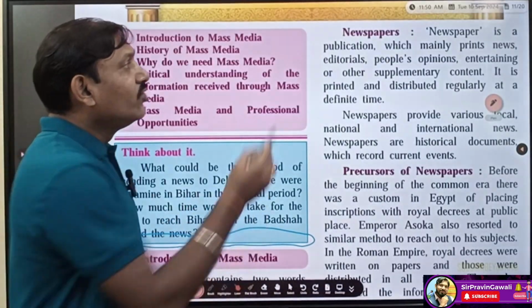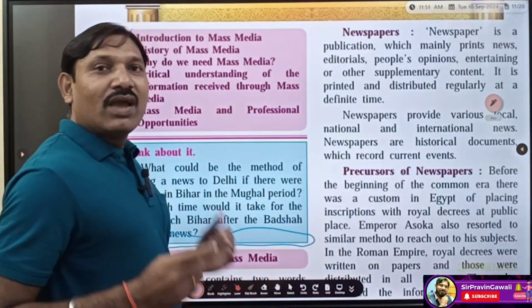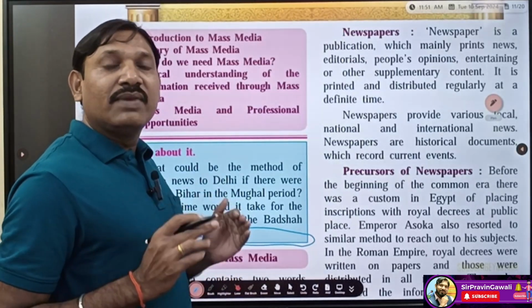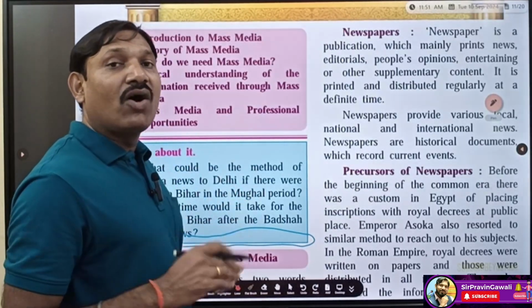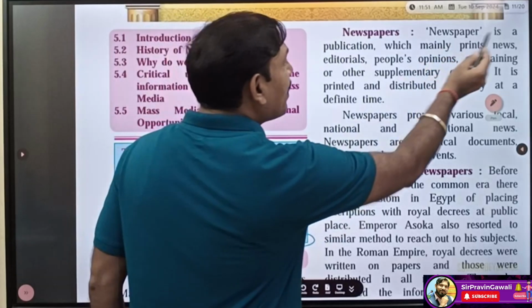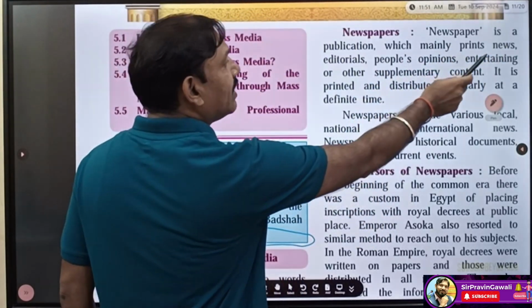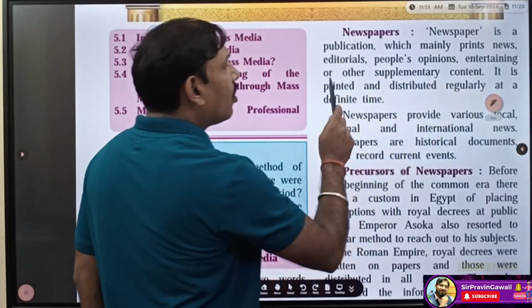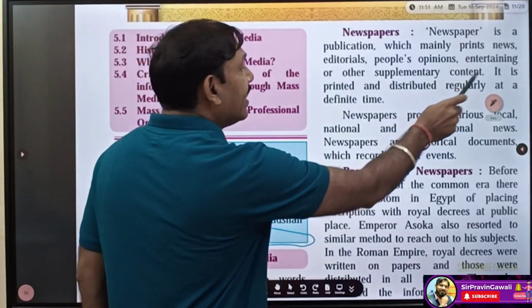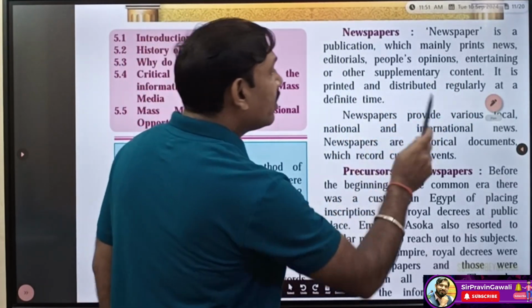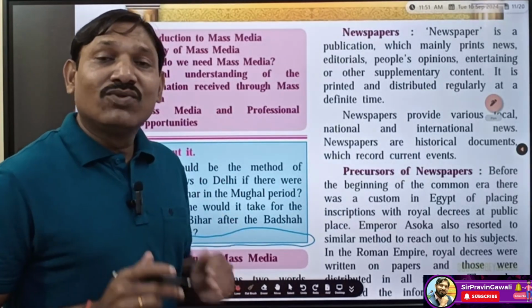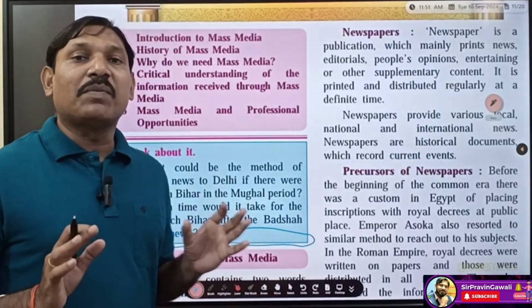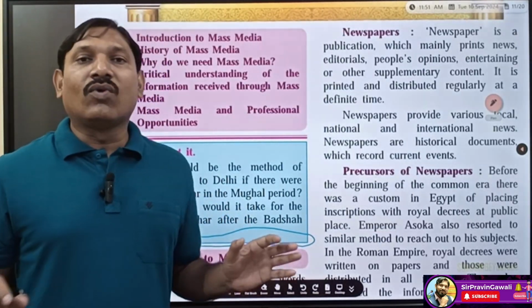See, student, just now we have seen newspaper became the first medium of instruction or mass medium of instruction. Now newspaper is a publication which mainly prints news, editorials, people's opinions, entertaining or other supplementary content. It is printed and distributed regularly at a definite time. Student, the question can be asked: what is newspaper? Okay, so you know what newspaper is.